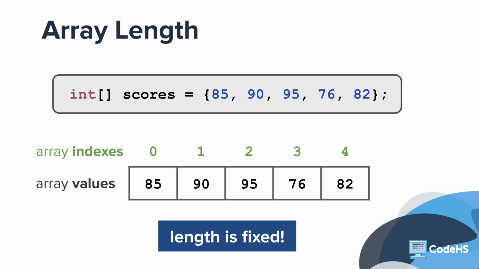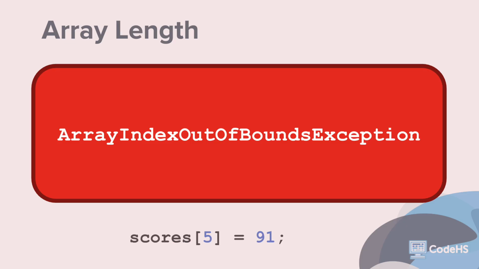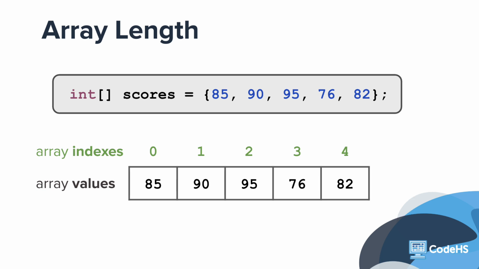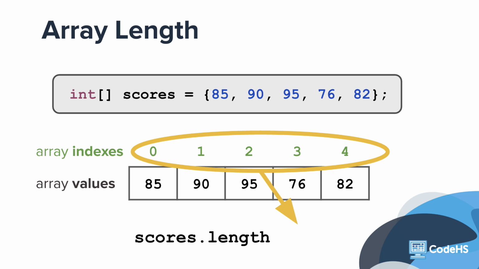If you tried to assign a new value to index 5, you would get an array index out of bounds exception. That's because there is no location at index 5. If you want a longer array to hold more information, you need to declare it that way from the beginning. To help you work with arrays, they come with a default attribute called length, which returns the number of elements that are stored in the array, aka its length. So if you type scores.length, that will return the value of 5. Be careful though, this is the array length, not the highest index, which is 4.